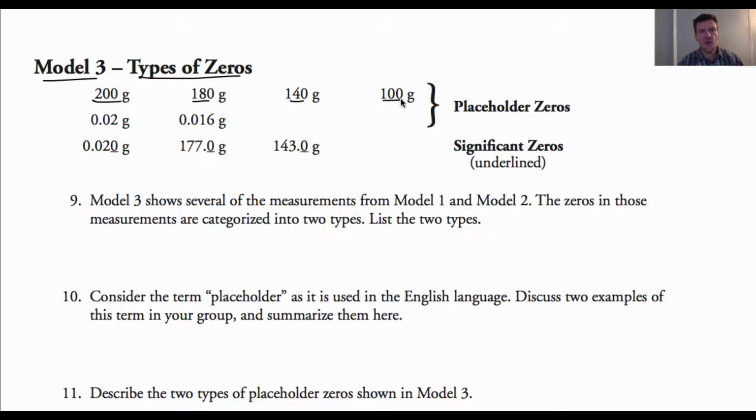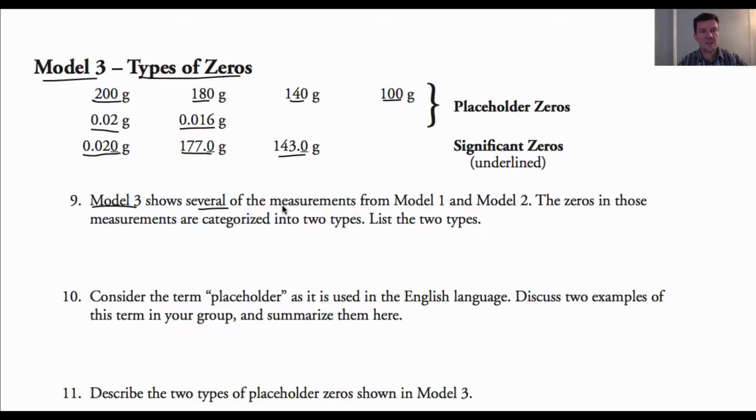140, a 0 at the end. 100 has 2 zeros at the end. Notice here we also have some zeros. They're at the beginning of the number. And here we have some zeros at the beginning and the end. Here we have them at the end. Here we have them at the end. So we need to figure out, when is a 0 significant and when is it not?